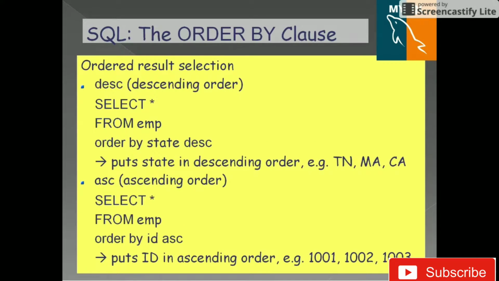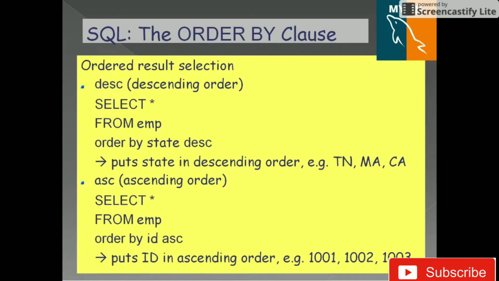Then we can use order by clause. Order by clause returns the output of the matching constraints and displays them in an ordered manner. We can do so in ascending order or descending order based on ID or certain information. For example, it is a syntax. Select asterisk from table name emp, order by state. It will order by state, which is in descending order.